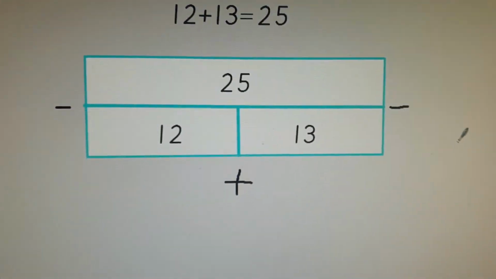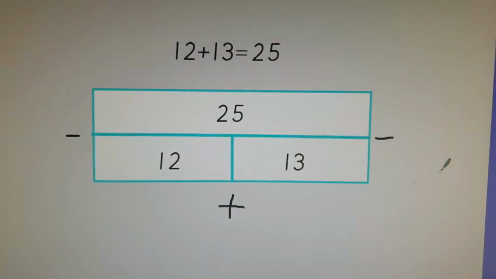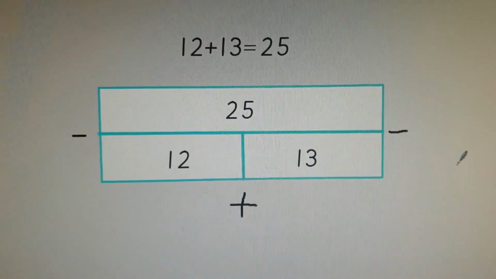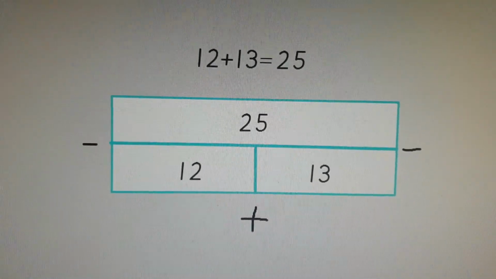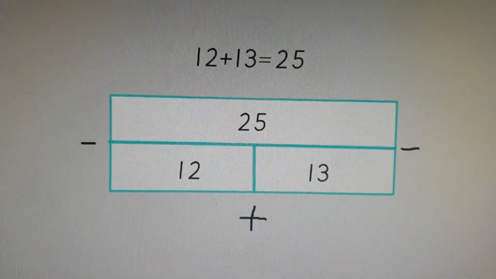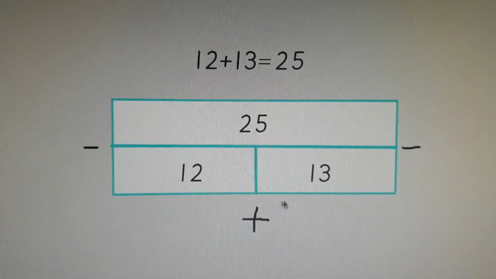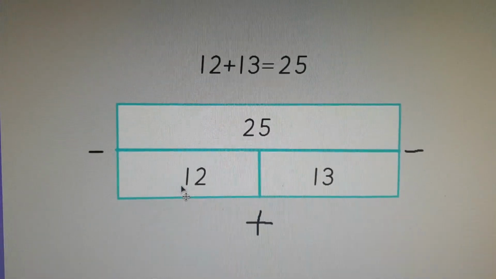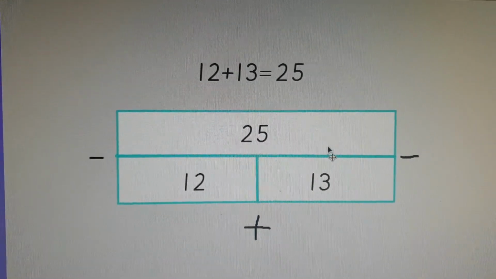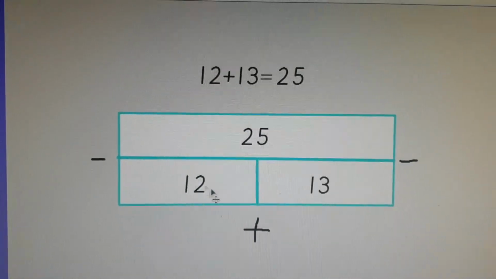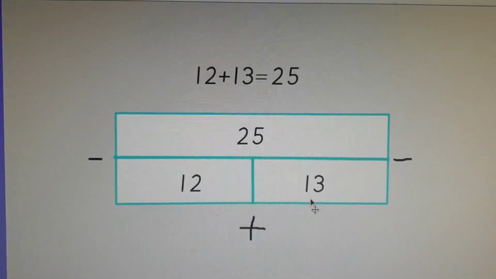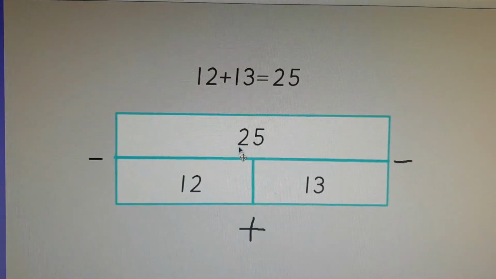I can now use the bar model to tell me some different information. And although you don't have to do this today, this will help you later on in the week. So looking at my bar, I know that 13 add 12 equals 25. I also know, if I do it the other way around, 12 add 13 equals 25.